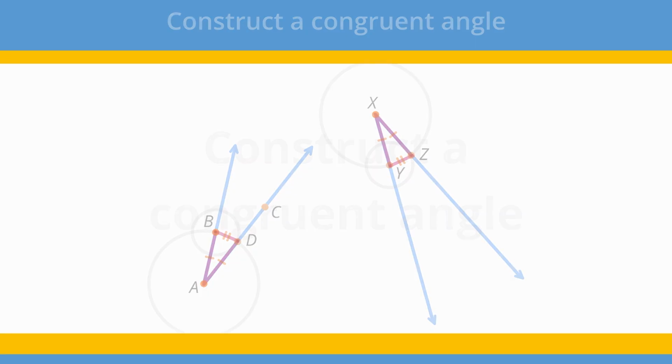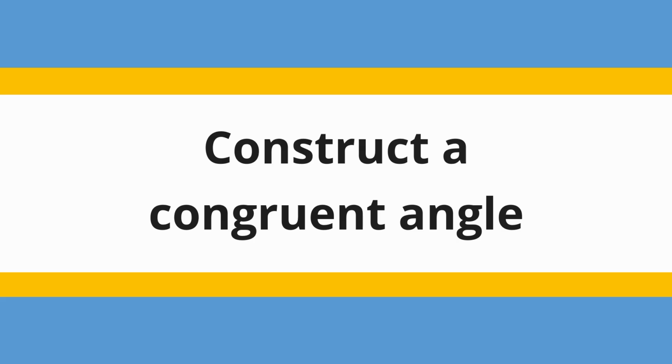That's it! Each time you want to construct a congruent angle, just measure two distances. The distance from the vertex to a point on each ray, and the distance between those 2 points. Now you can go try it out on your own.